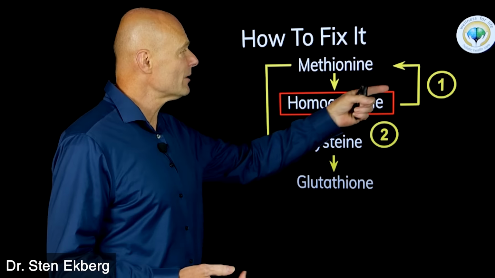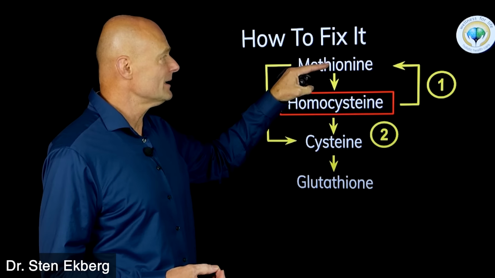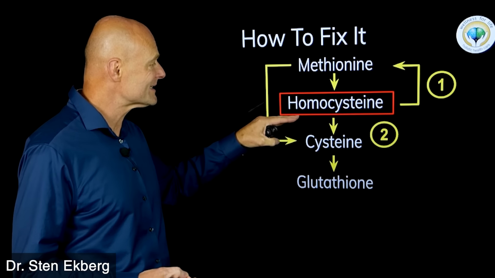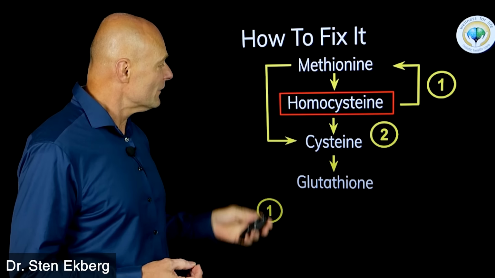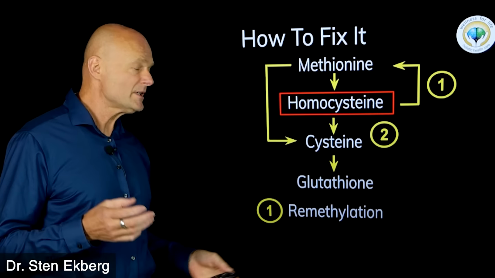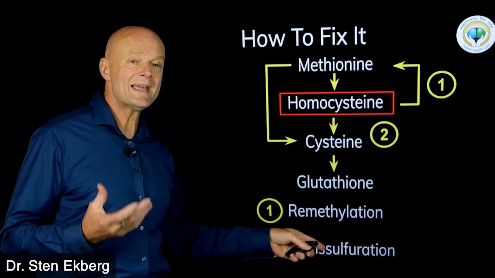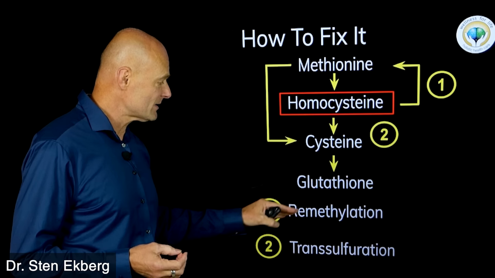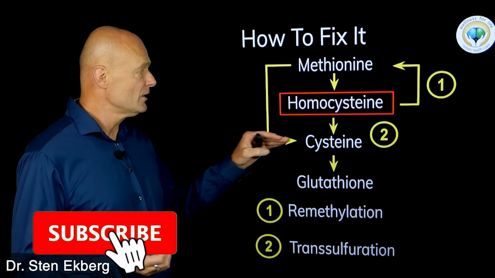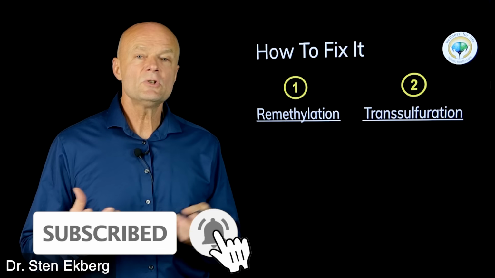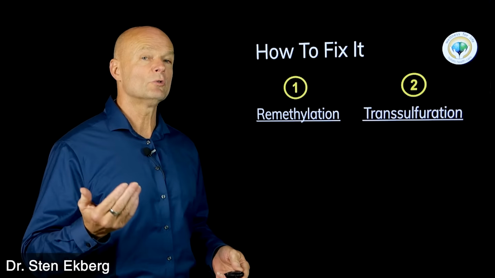So we're going to talk about both of these two pathways, where homocysteine gets recycled into methionine and the second where cysteine gets turned into glutathione. Number one is called remethylation, and the second one is called transsulfuration. The names are not important, don't memorize them, it's just so we have something to call them to understand the difference. And these two different pathways require different nutrients to make them go forward.